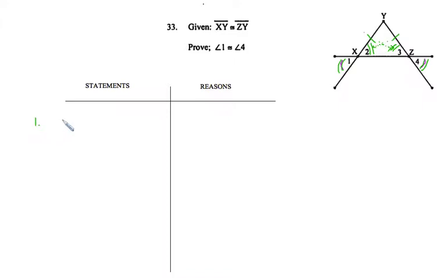So now I need to write down everything in my proof that I just said. I started with my given information that XY was congruent to ZY because it was given to me. The next thing that I marked was that angle 2 was congruent to angle 3, and I said that was because of the isosceles triangle.